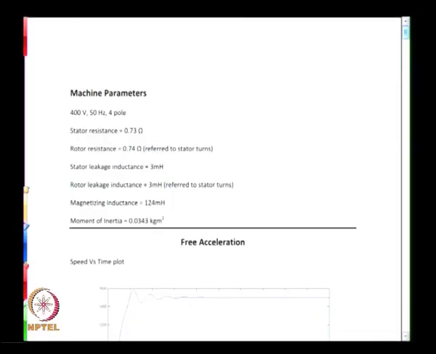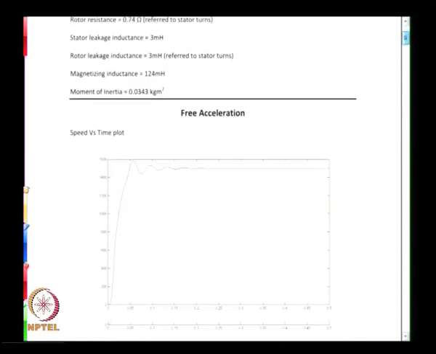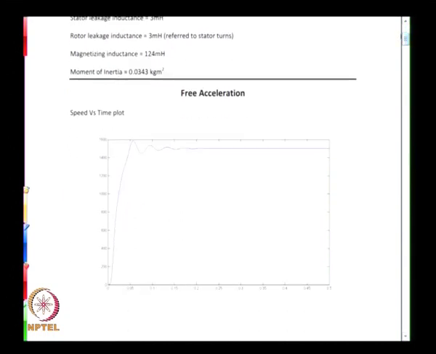Here we have the data for the machine. It is a 400 volt 4 pole machine with stator resistance, rotor resistance, etc. as indicated. When we simulate that for a free acceleration, that means the applied load torque is 0, and we run the simulation, we find that the machine accelerates in this manner.